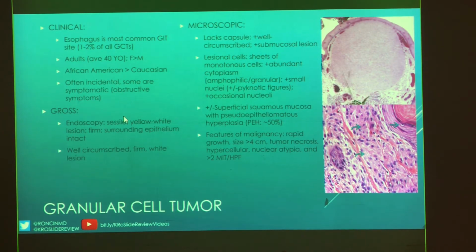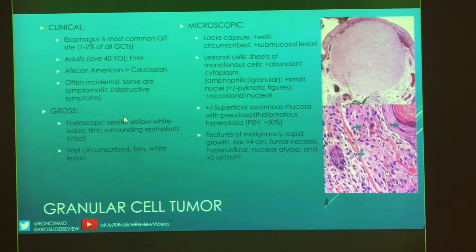Again, adults around 40 years old, but this one is more common in females than males, so that's something to keep in mind. It's also more common in African Americans than Caucasians, so we finally hit a lesion that's not as common in Caucasians. And often these are incidental findings. If they get very large and cause obstructive symptoms, then they can be symptomatic. On endoscopy, it's just going to be a sessile lesion, could be yellow-white, and they tend to be firm, but your surrounding epithelium is going to be intact. So unlike a lot of the other lesions where we were saying it could be friable surrounding it, it could be ulcerated, the epithelium should be intact.